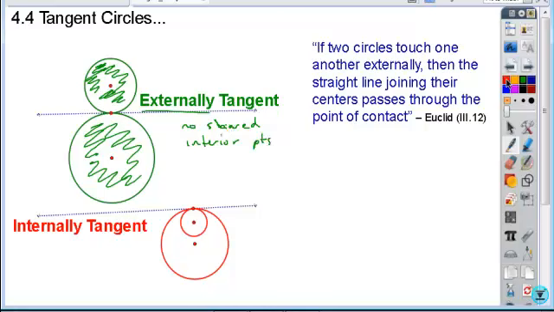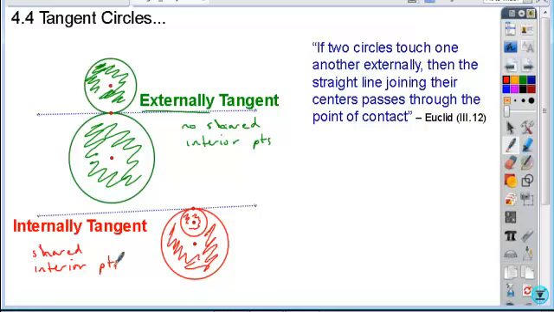Okay, however, contrast that to internally tangent circles. Here, the interior of one circle is completely contained within the interior of the other circle. So these ones do have shared interior points. Okay, so that's, to me, the easiest way to distinguish these two.